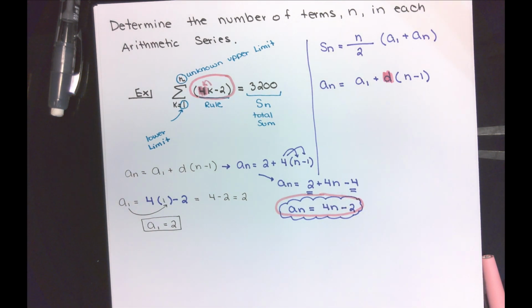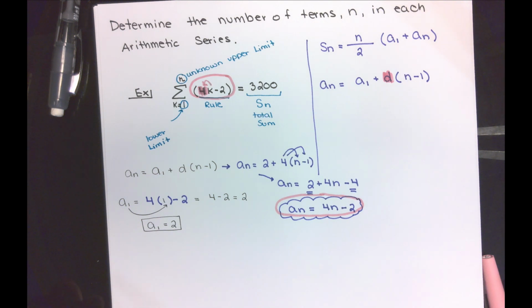For the difference, they are not using n. They are using k. For the similarity, everything else is the same. We got the 4. We got the negative 2. So we can replace a sub n with our rule as long as we change the variable to an n. Or you're going to have to be doing this, which we don't want to do.